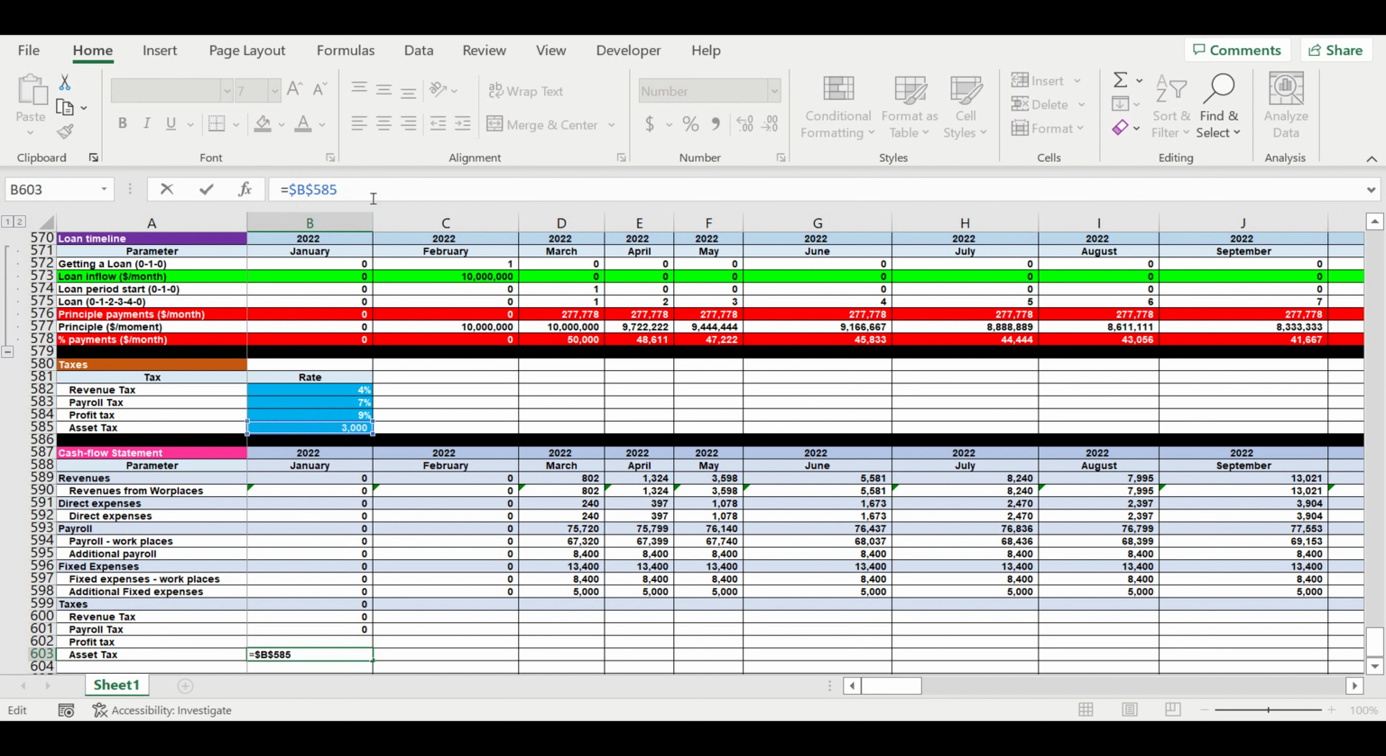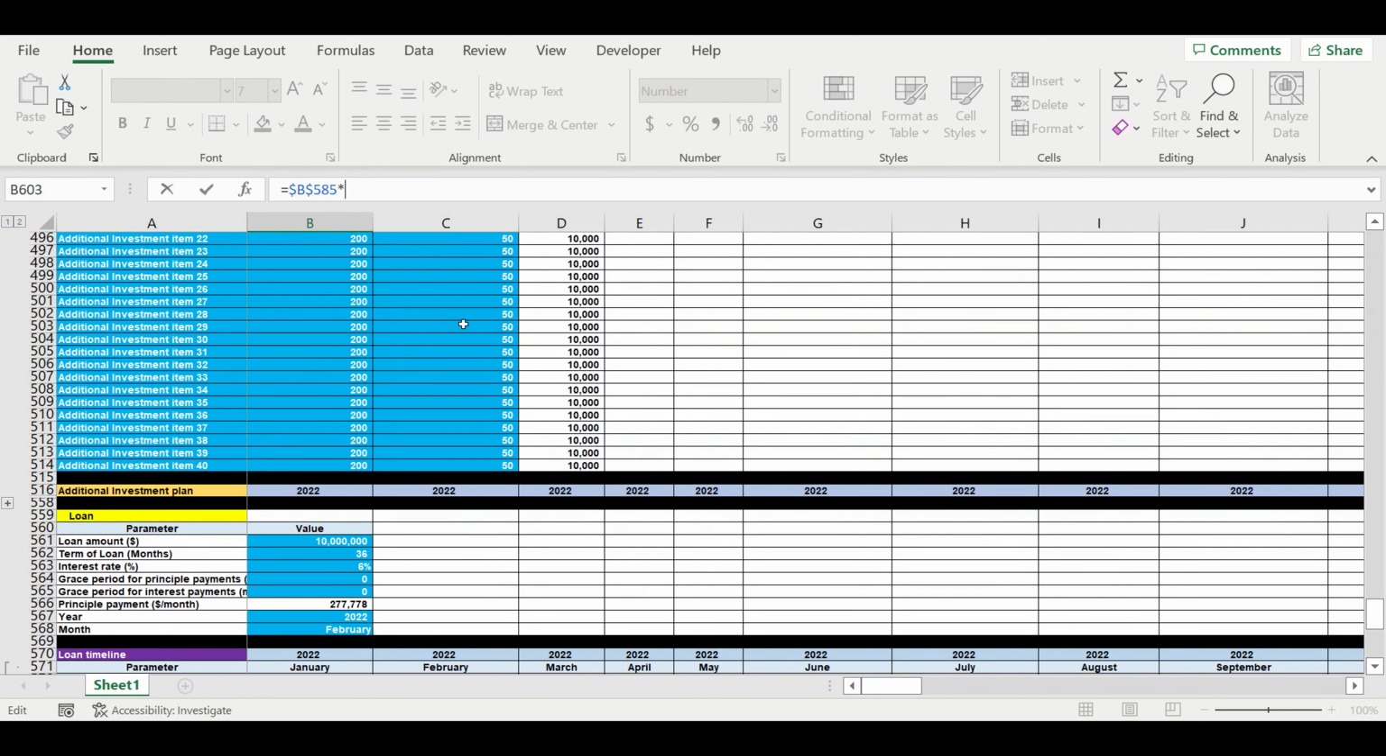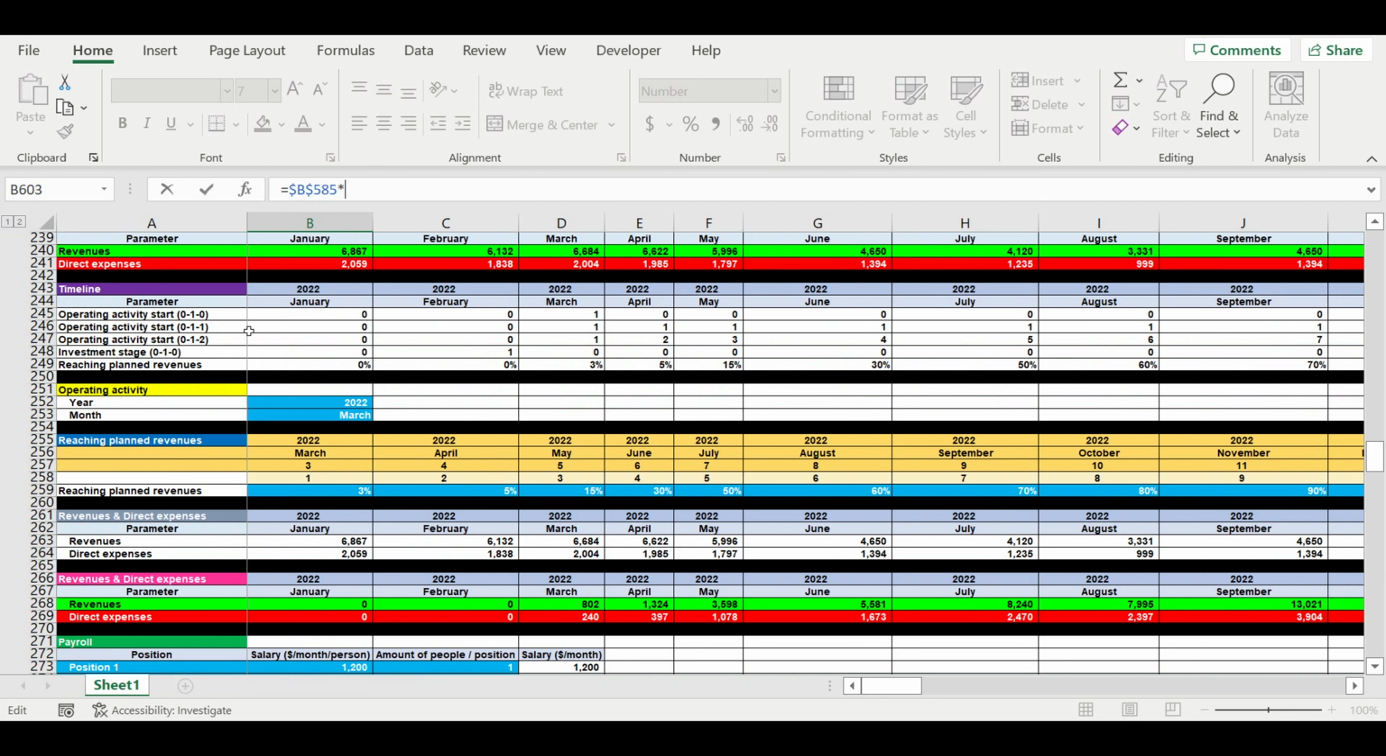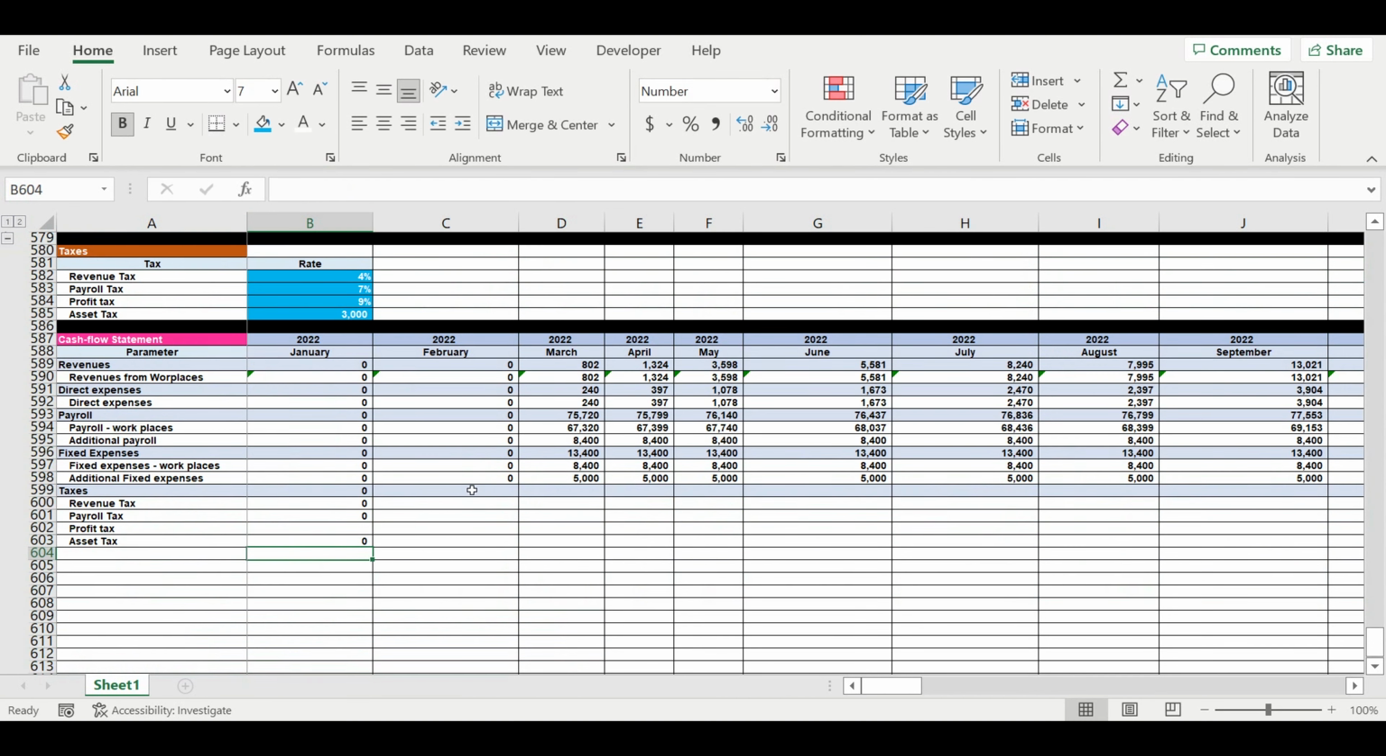and go to the timeline table where we have 0 or 1 for operating activity. 0 means that we don't have operating activity, 1 means that we do have operating activity at this moment. And we'll link asset tax to the moment when we start operating activity. So now we are extrapolating these formulas to the right.